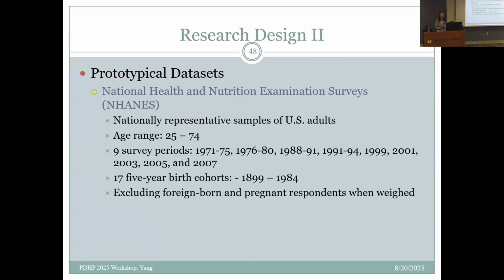As an example, we have NHANES data, the National Health and Nutrition Examination Surveys. In the example that I will give, I'm limited to age ranges 25 to 74 from 9 survey periods. Each survey spans a couple of years, or they're unevenly conducted, and they're still ongoing, but I stop at 2007. So here we have 17 5-year birth cohorts in the study that I will show on obesity. And then here are some other sample characteristics.